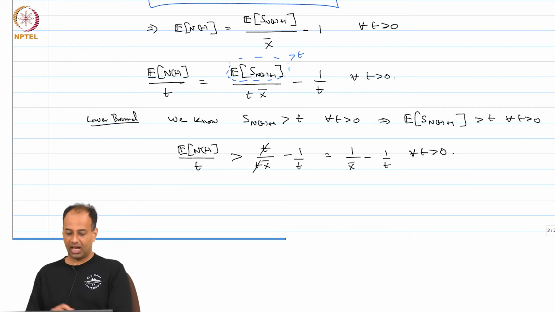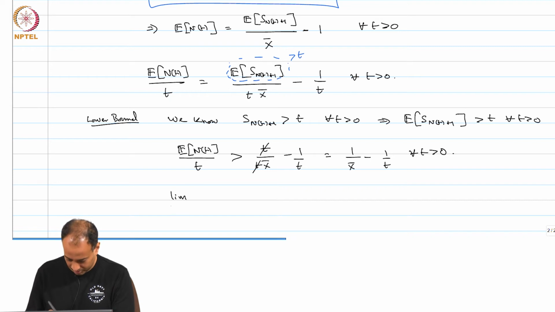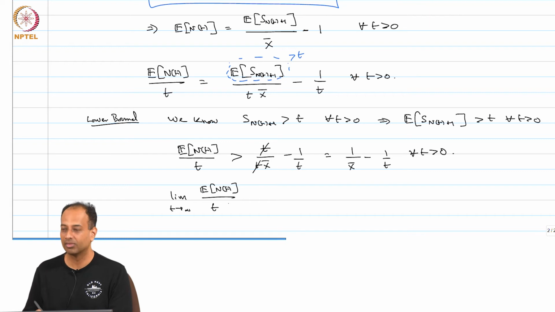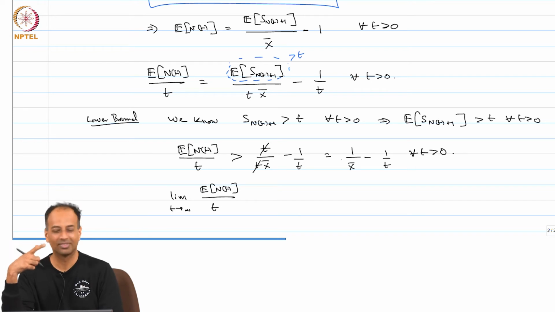So, what do I have? I have expected N(t) over t is strictly greater than 1 over x bar minus 1 over t. If I take the limit, expected N(t) over t should be greater than or equal to. Basically, expected N(t) over t is strictly greater than 1 over x bar minus 1 over t for all t. If I send t to infinity, greater than will become greater than or equal to.